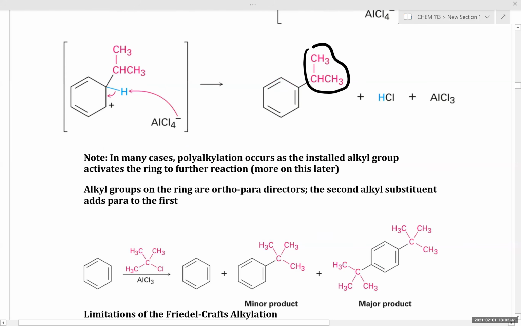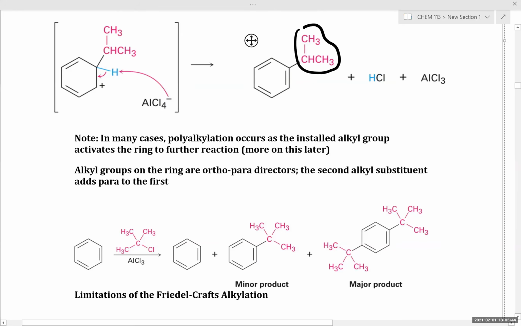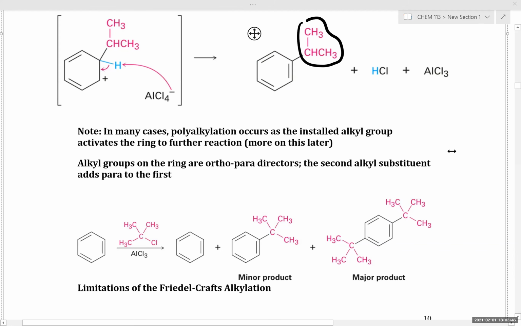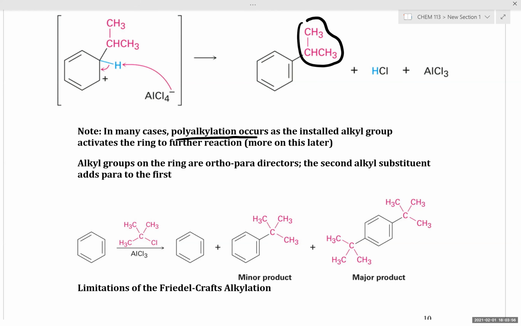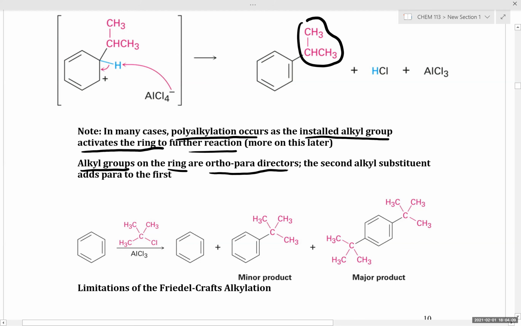So here are some issues with the Friedel-Crafts reaction. In many cases, polyalkylation occurs. Poly meaning many, so we often see installation of multiple alkyl group equivalents. This is because the installed alkyl group actually activates the ring to further reaction. We know that alkyl groups on the ring are ortho-para-directors. And in turn, what we see is that the second alkyl substituent generally will add para to the first.